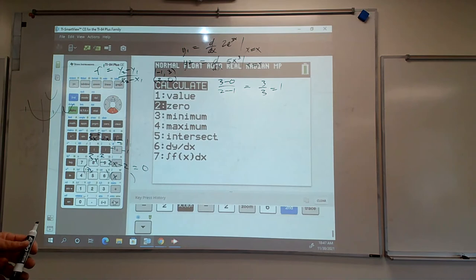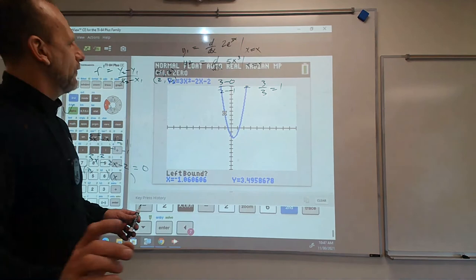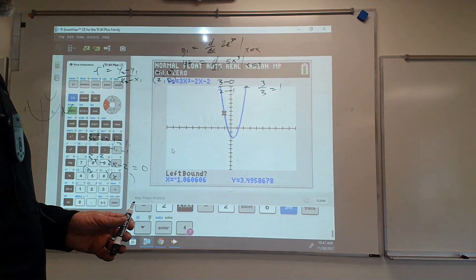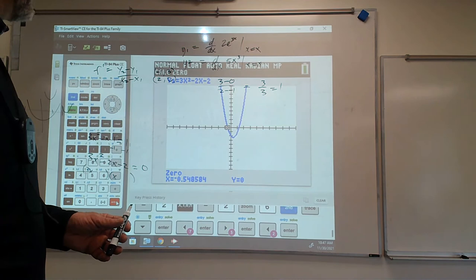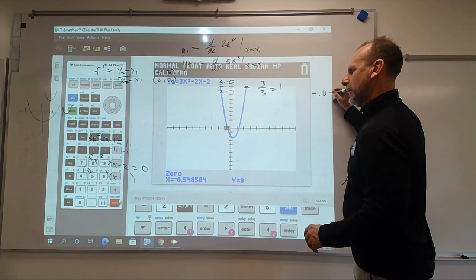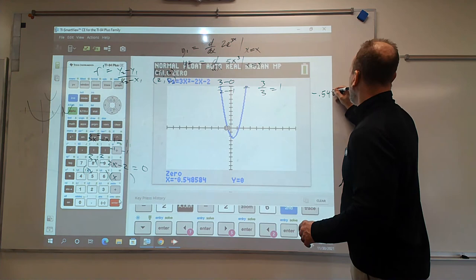You got to get to the left, before it crosses, so left side right here before it crosses, then right side. So enter, right side, enter. Since it crosses twice, you should probably guess. And the first answer is negative 0.548. There it is.